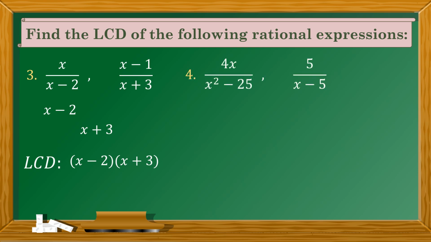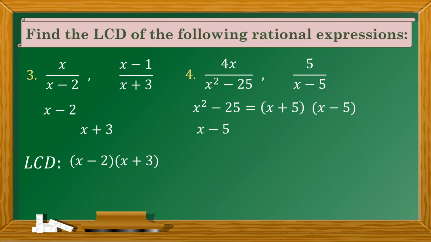Next, number 4. Let's find the LCD of 4x over x squared minus 25 and 5 over x minus 5. So we can factor x squared minus 25. Since it's a difference of two squares, the factors are the sum and difference of two binomials. So simply get the square root of x squared and the square root of 25. So that will be quantity x plus 5 times the quantity x minus 5.